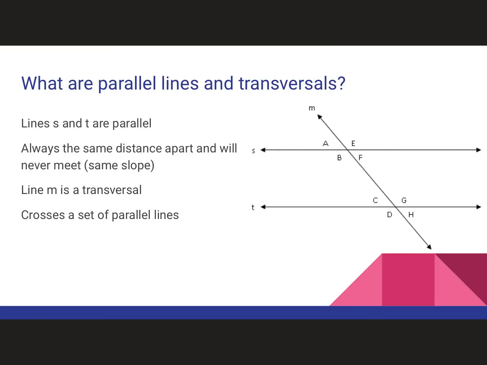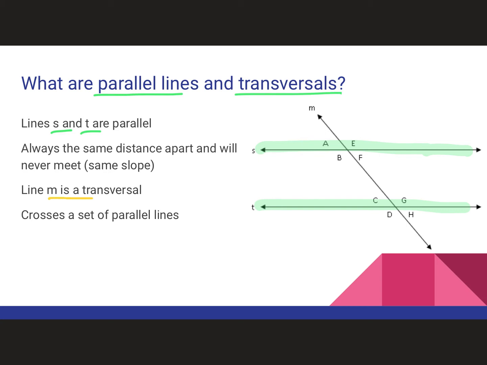Okay, so first, what are parallel lines and transversals? So lines S and T are parallel. So those are these lines, line S and line T. Parallel lines are always the same distance apart and will never meet. They actually have the same slope if you put them on a graph.